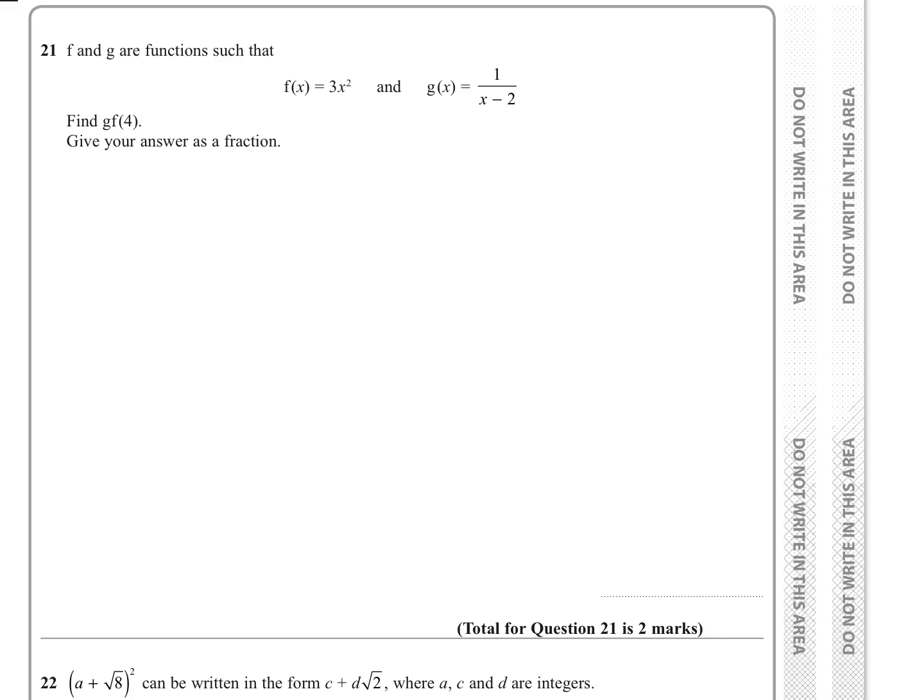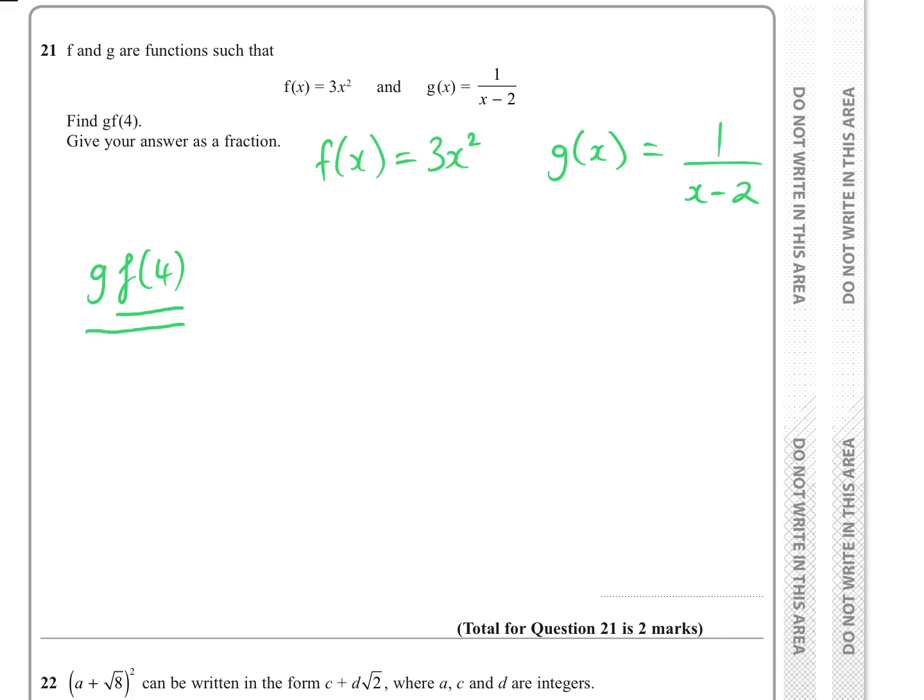Question 21. f and g are functions such that f of x always gives us 3x squared and g of x always gives us the reciprocal of x minus 2, i.e. 1 over x minus 2. We've got to find g f of 4. Well, my advice is to break this down from the inside to the outside. So always start on the inside here and then work outwards.